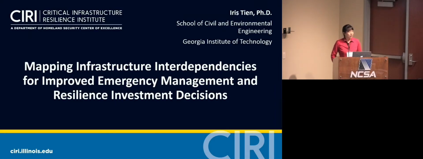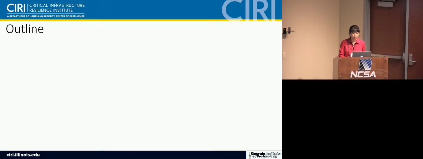All right, I'm going to go ahead and get started. I'm Iris Tien. I'm from the School of Civil and Environmental Engineering at Georgia Tech. And I'm going to talk about the project that we have on mapping infrastructure interdependencies for improved emergency management and resilience investment decisions. So I wanted to give a bit of an outline of what I'll talk about today.